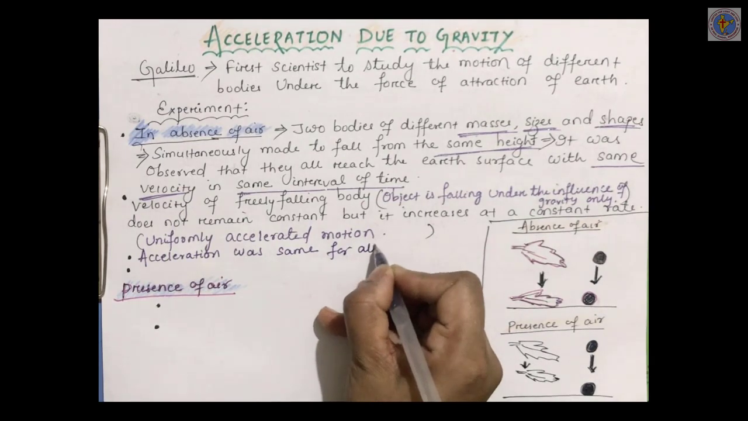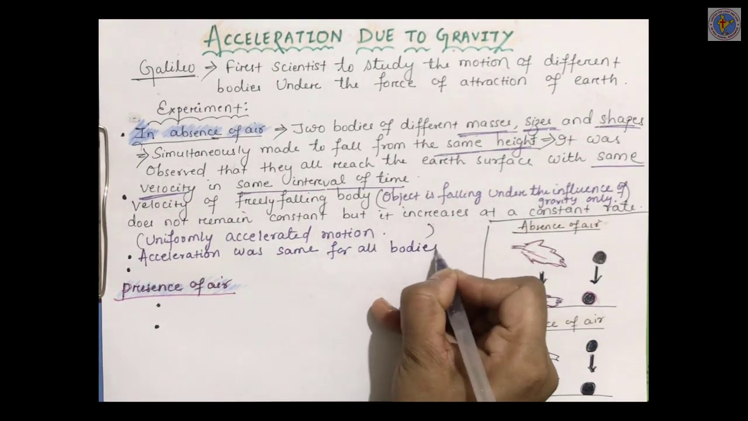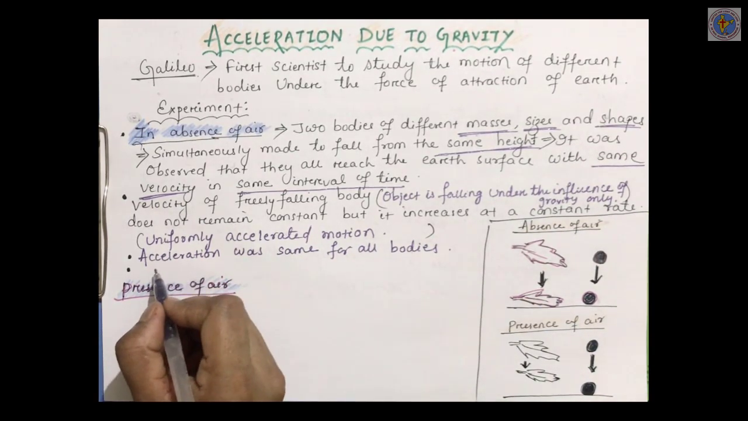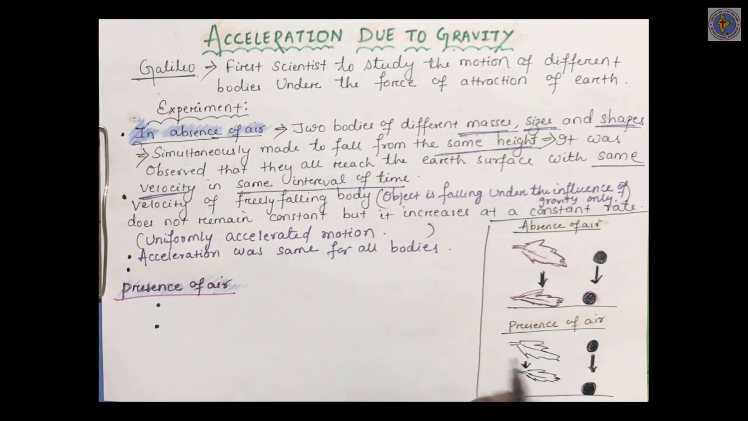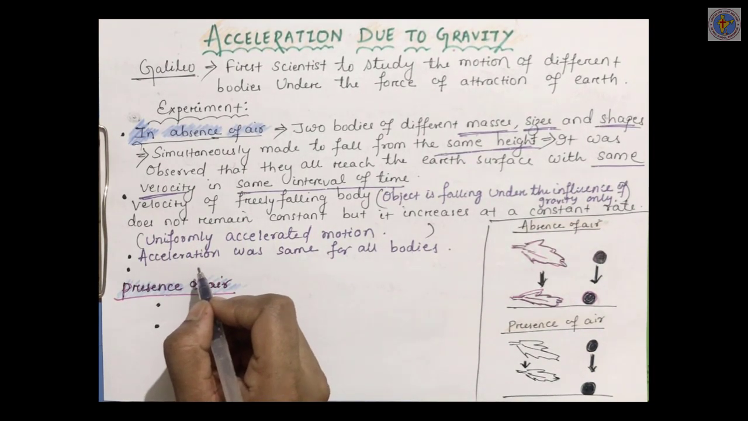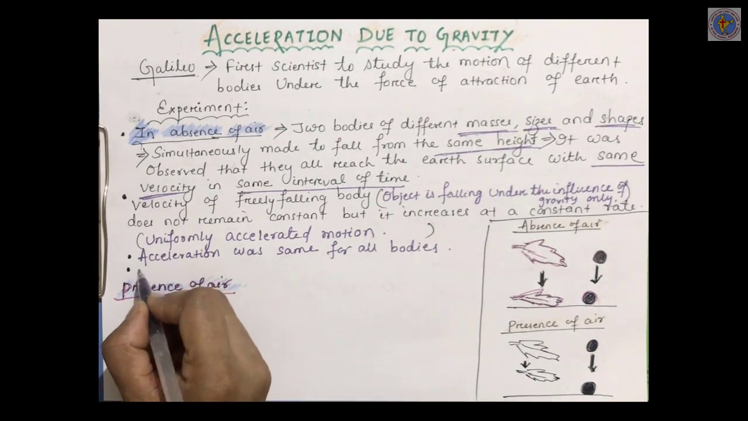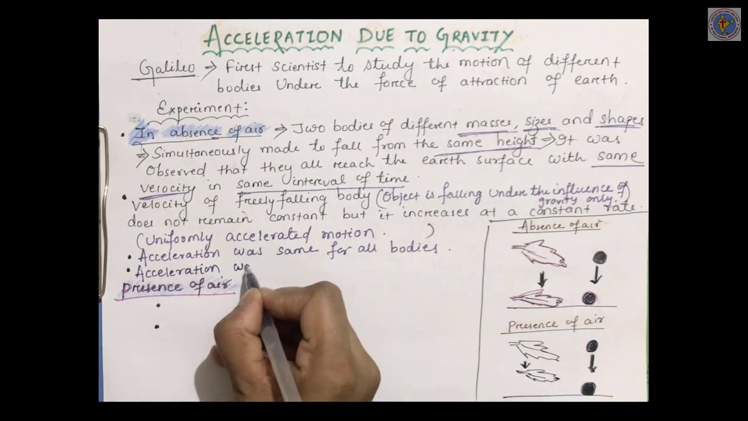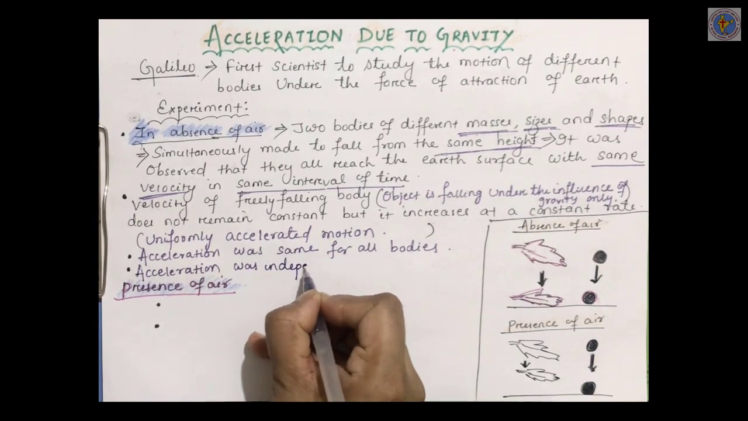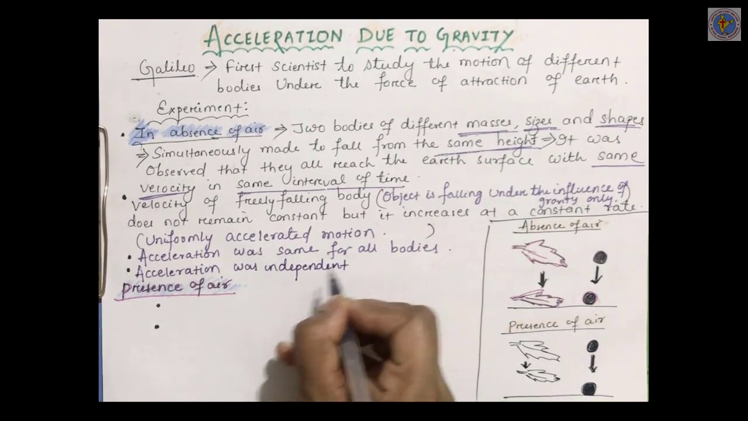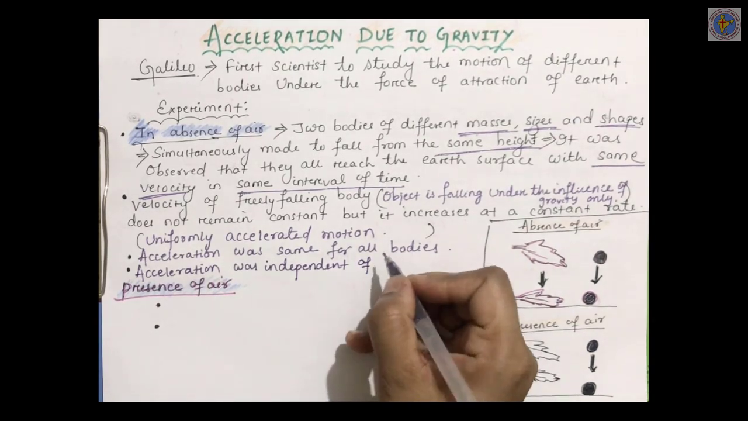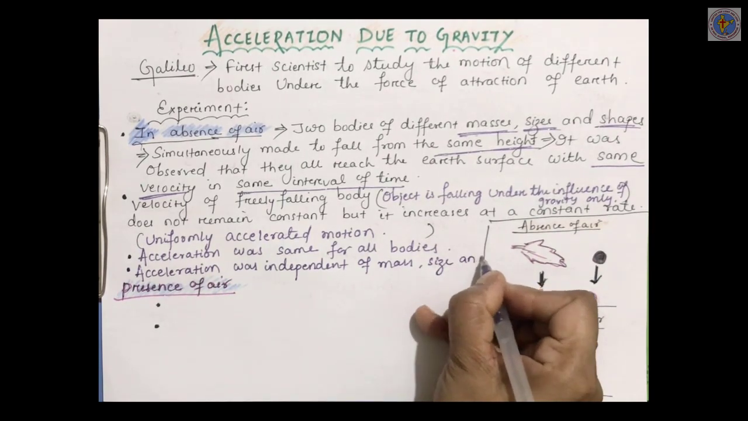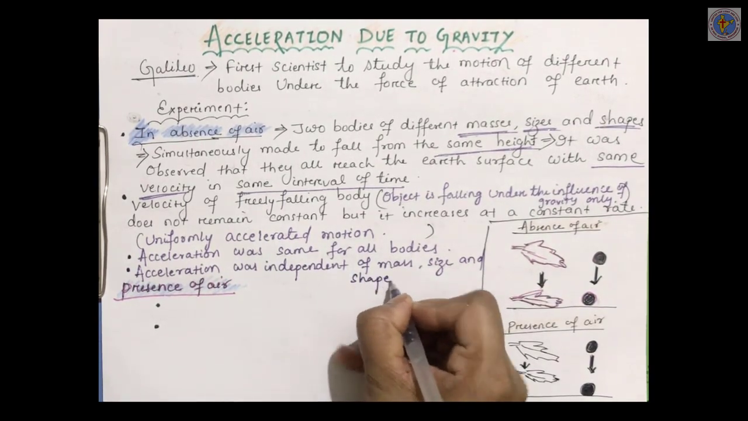For all bodies, right? It was the same for all bodies. And he also found that the acceleration was independent of... since it was the same for all bodies, it means the acceleration was independent of factors like mass, size and shape of the body. Independent means it does not depend.